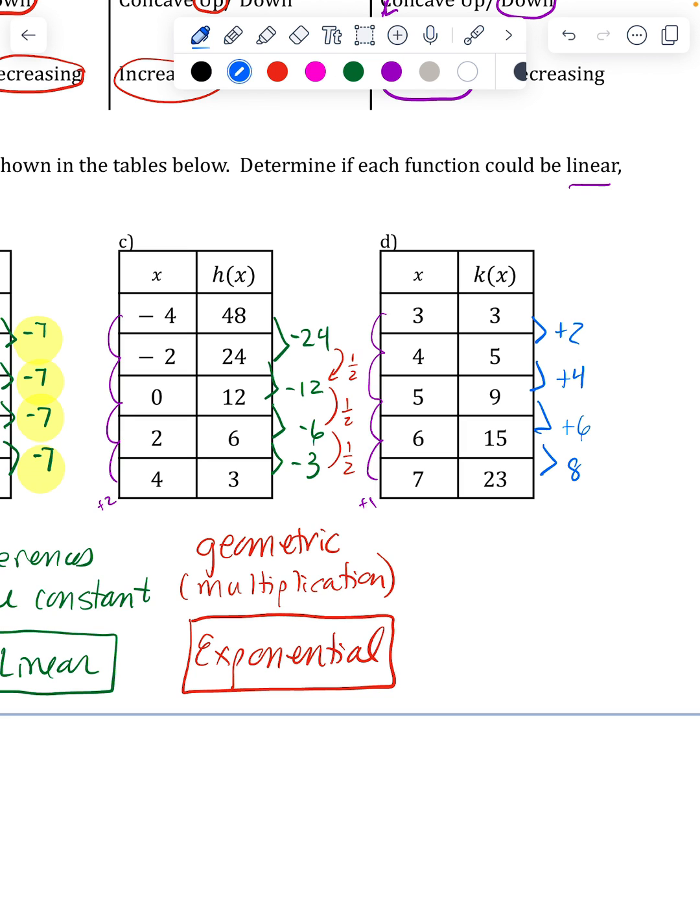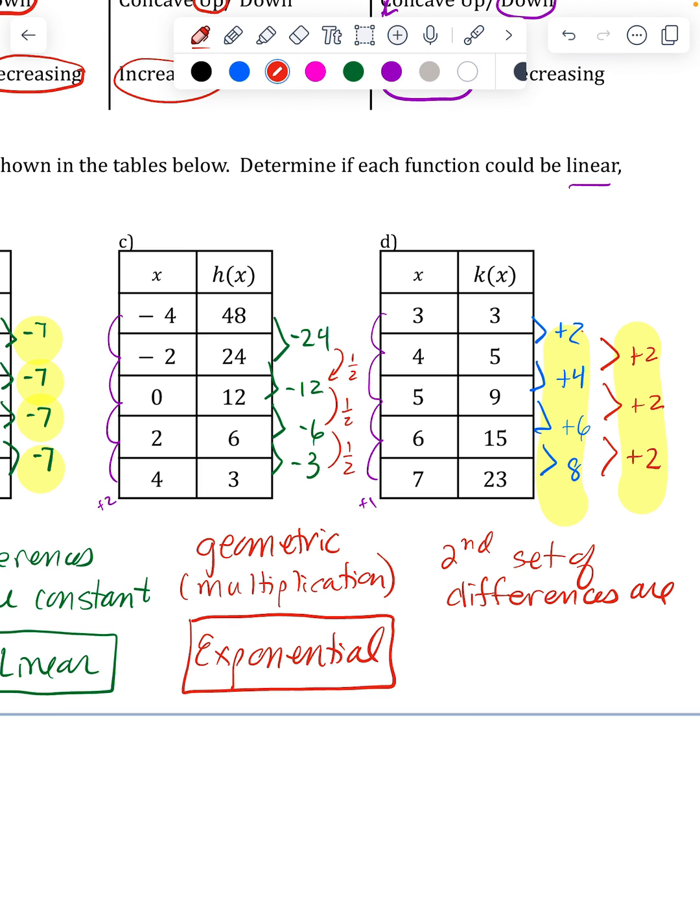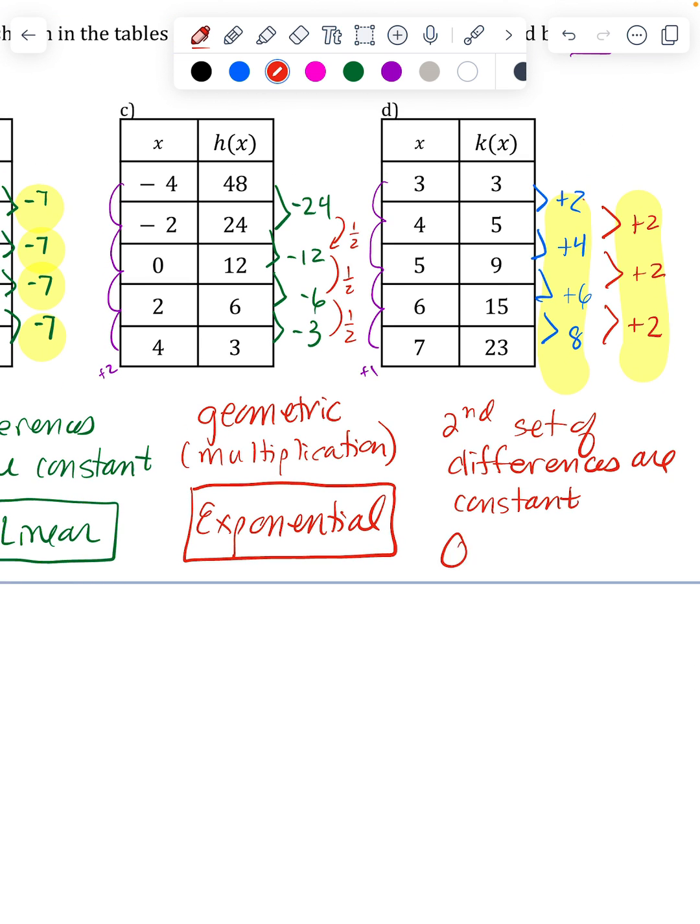So the way that we had learned to determine if something was quadratic, which is our third choice on this, is to check our second set of differences. From 2 to 4 is up 2, from 4 to 6 is up 2, from 6 to 8 is up 2. So my second set of differences is the same, and that's going to make this one quadratic, because my second set of differences, meaning the differences or changes in my y, are equal or constant. And so that means this is quadratic.